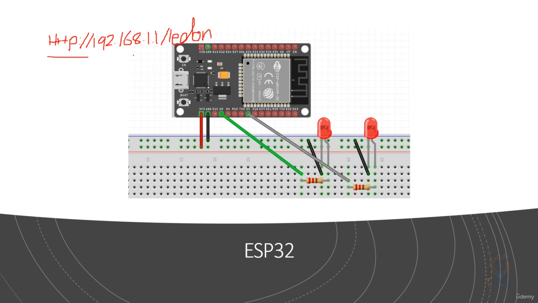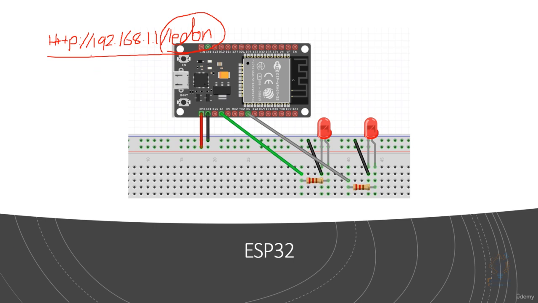Now, if we did enter this in the browser, it sends an HTTP request to the ESP32 to handle this request. When the ESP32 reads the request, it knows from this line that the user wants to turn the lid on. It turns the lid on and sends a dynamic web page to the browser showing the lid status, on or off.